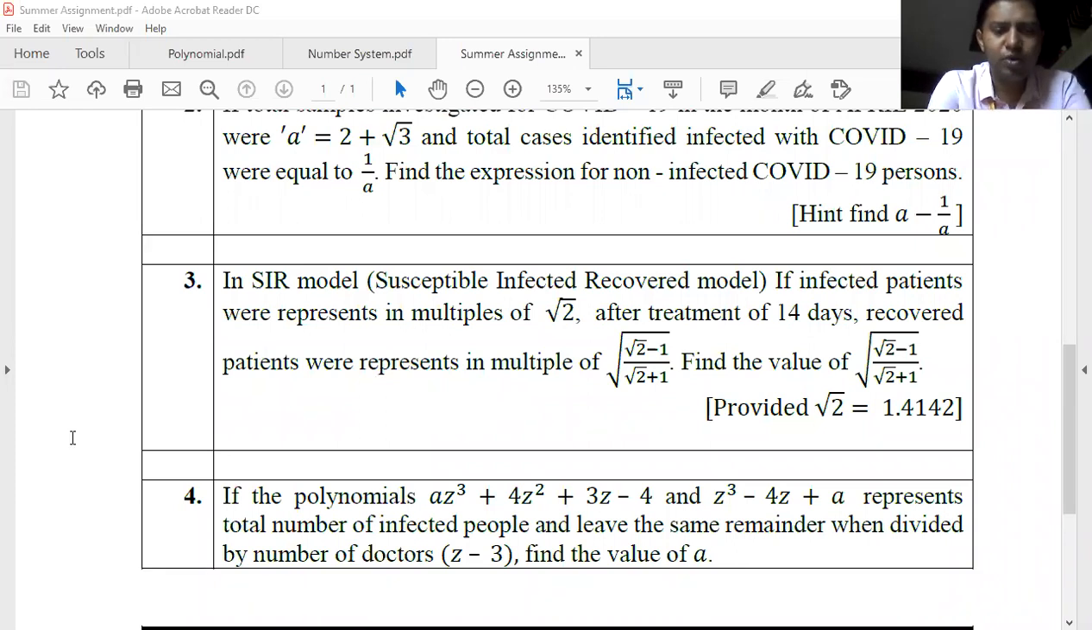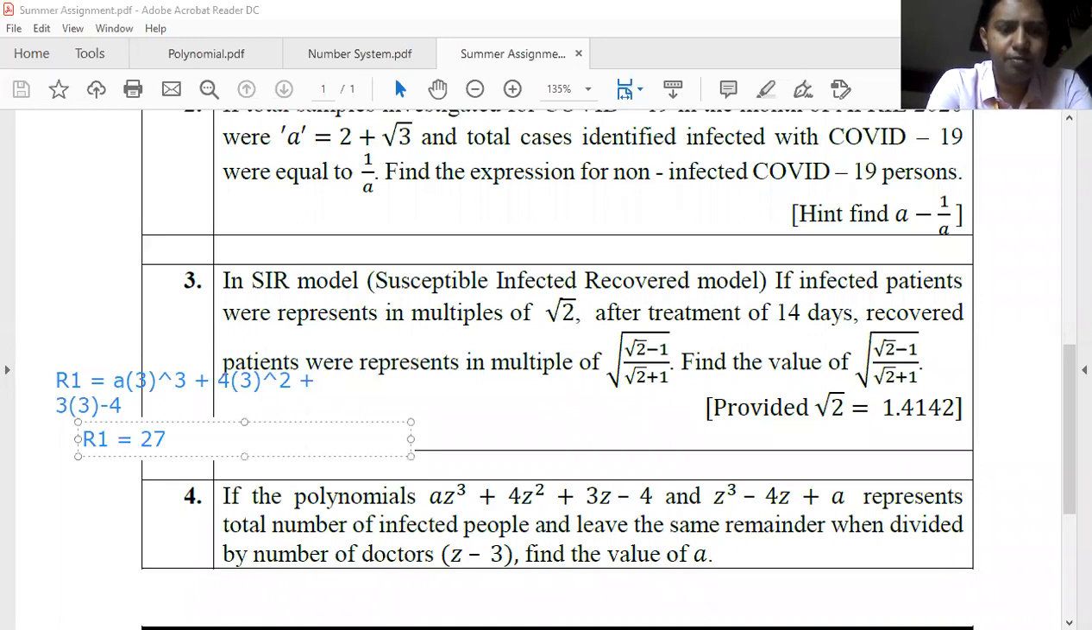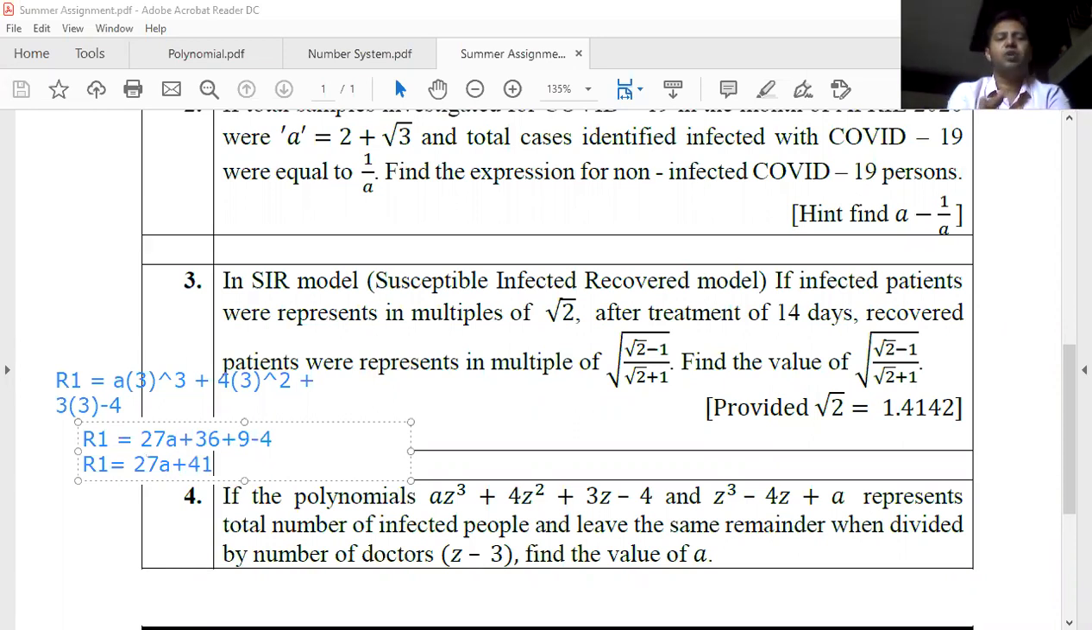So the value of R1 will be: 3 cube is 27a, plus 3 square is 9, 9 fours are 36. Then 3 threes are 9, plus 9, minus 4. 36 plus 9, 45, minus 4, 41. So R1 is nothing but 27a plus 41. This is the value of R1.